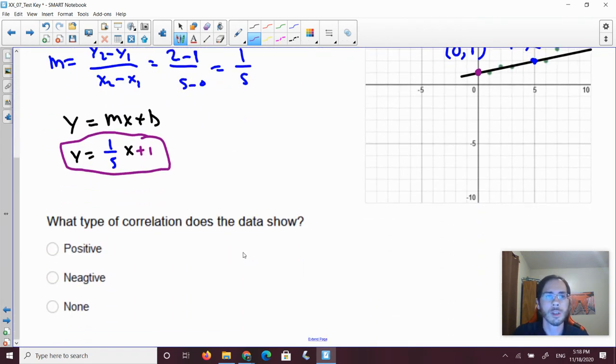The other question on this page just asks what type of correlation we have. I've got a positive slope, so I'm going to pick positive. Let's do that in blue. I'm going to pick positive because m is positive. Remember, a negative slope would look like that, which is not what we've got. And no slope would probably be flat. Or if the dots just went all over the place, then you could also have none. Random would also work out as none.